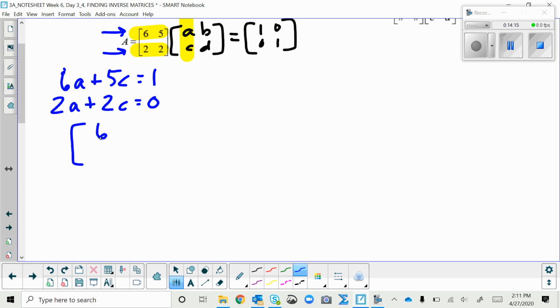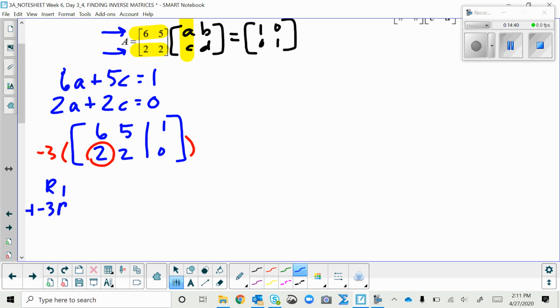So I'm going to set up my augmented matrix here. If I multiply the second row by -3, it will cancel out this value and give me 0, which is what we want. So row 1 plus -3 times row 2 gives me my new row 2.